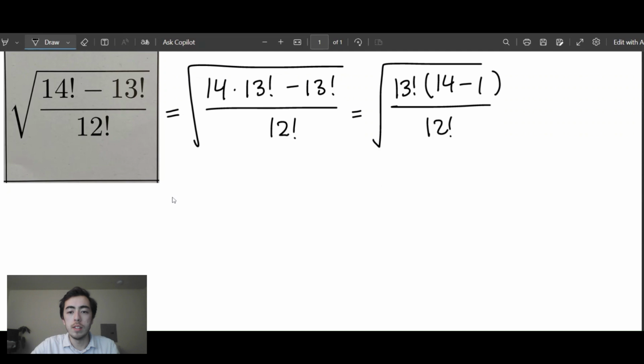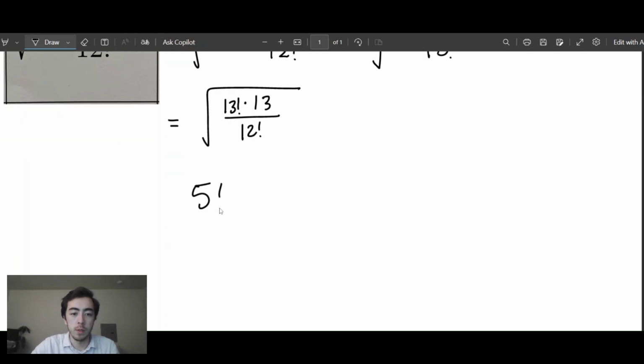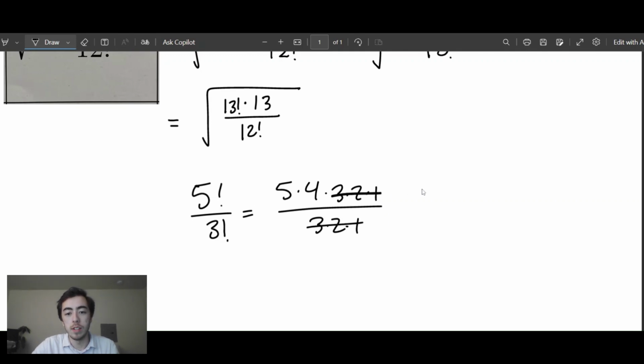So, okay, let's simplify that 14 minus 1. That's just a 13. And let's talk a little bit about how you can simplify factorial division. So using some smaller numbers, if I have like 5 factorial over 3 factorial, I could rewrite the numerator as 5 times 4 times 3 times 2 times 1. And the denominator is 3 times 2 times 1, and these cancel out. So I'm only left with 5 times 4, or 20.